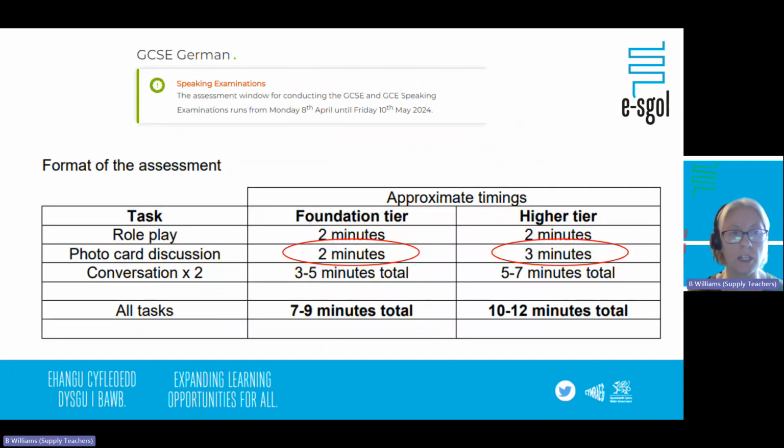So the speaking examinations will take place between Monday, the 8th of April and Friday, the 10th of May, 2024. Your teacher will be telling you in advance when your personal examination will take place. The format of the assessment is that you have a role play to begin with, the photocard discussion, which we're focusing on today, and then a two-part conversation. The photocard discussion usually takes for the foundation tier around 2 minutes to complete, and for the higher tier about 3 minutes.